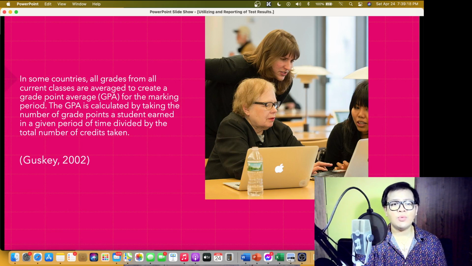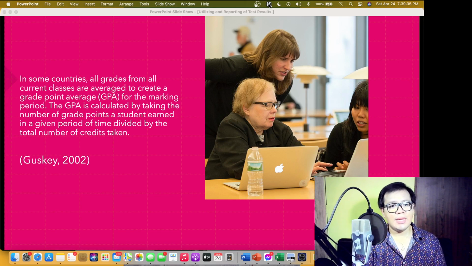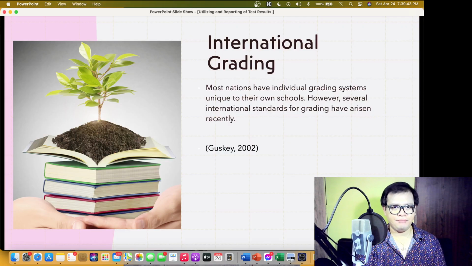So Guskey of 2002, in some countries, all grades from all the current classes are averaged to create a grade point average, or GPA. For the marking period, the GPA is calculated by taking the number of grade points a student earned in a given period of time divided by the total number of credits being taken.